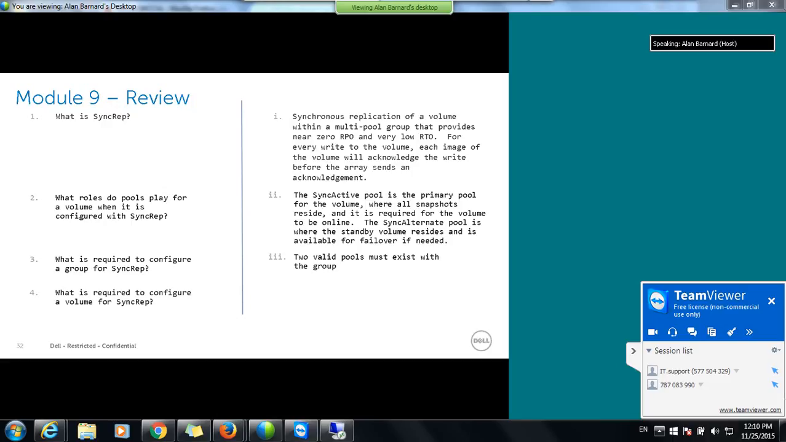What is required to configure a volume for sync rep? 5% snapshot reserve. Why? Because we want to prevent a volume from going out of sync. So in case you have network connectivity issues, it can still hold the changes while it's waiting for the write to go through to the second pool, or your sync alternate pool.